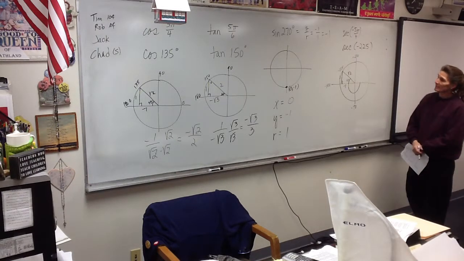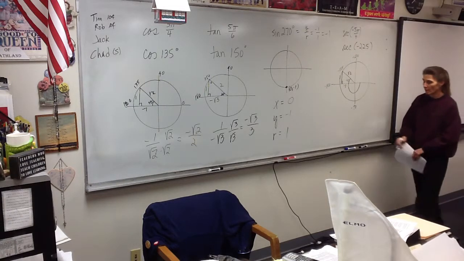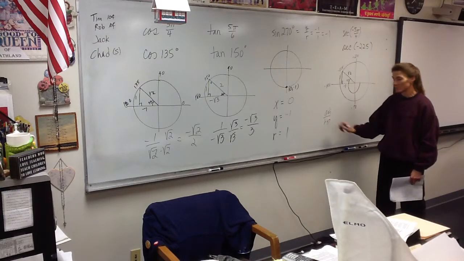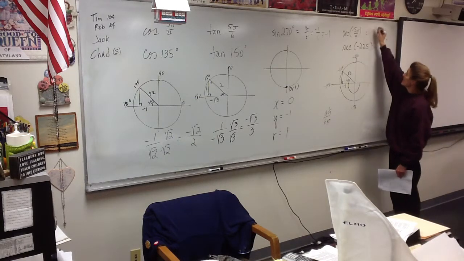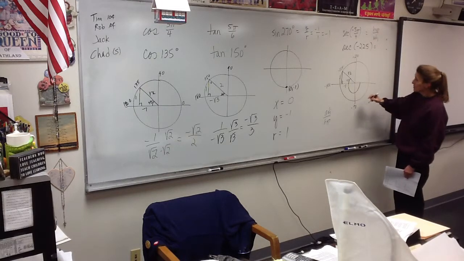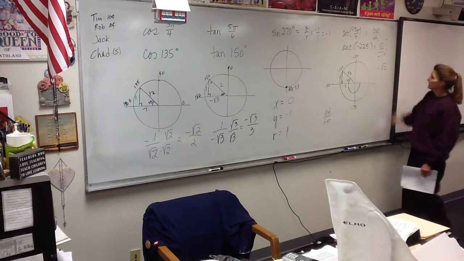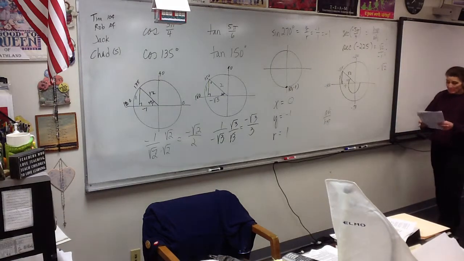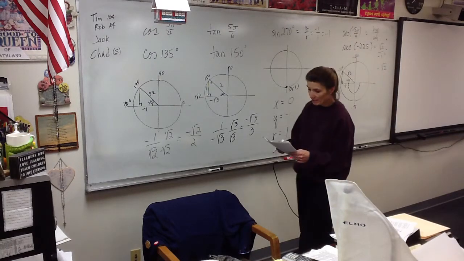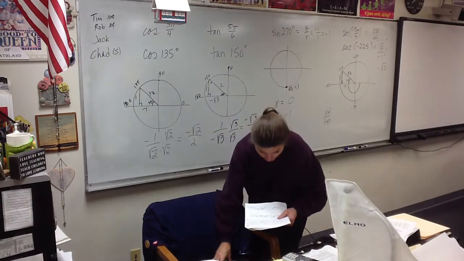Now I want the secant. The secant is the reciprocal of the cosine. Cosine is adjacent over hypotenuse. So I need hypotenuse over adjacent. So that would be root 2 over negative 1, or negative root 2. So the secant of negative 5 pi over 4 is negative root 2.